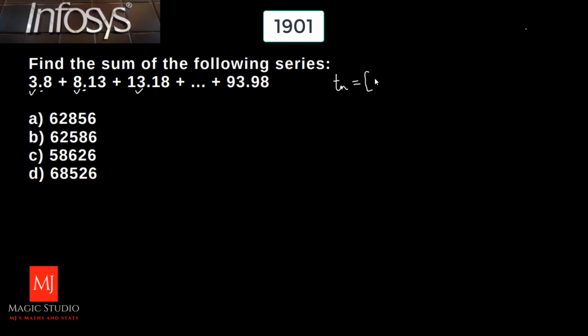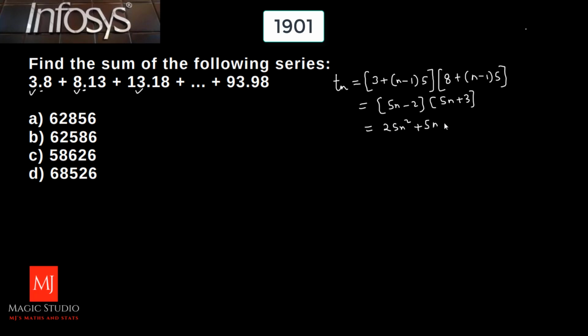So the nth term would be a plus n minus 1 into d, where d is 5. If we look at the second element, 8, 13, 18, its first term is 8 and the common difference here is also 5. If we multiply these, we get 5n minus 2 into 5n plus 3. That would be 25n square plus 15n minus 10n minus 6, which is 25n square plus 5n minus 6.